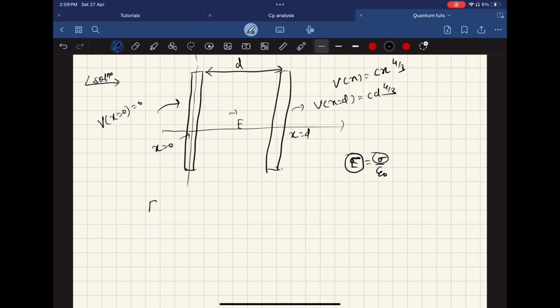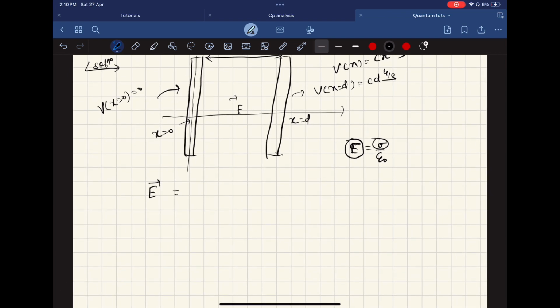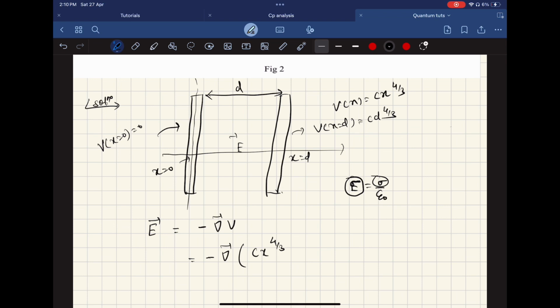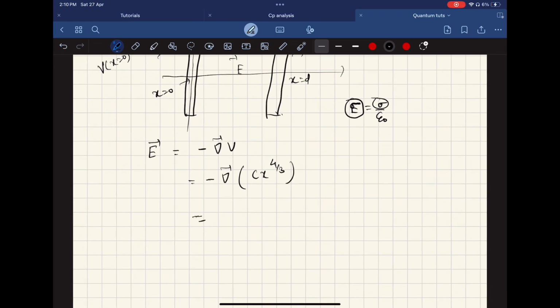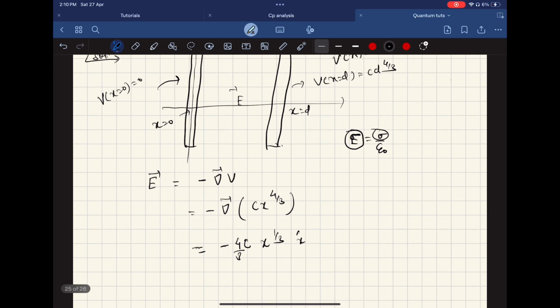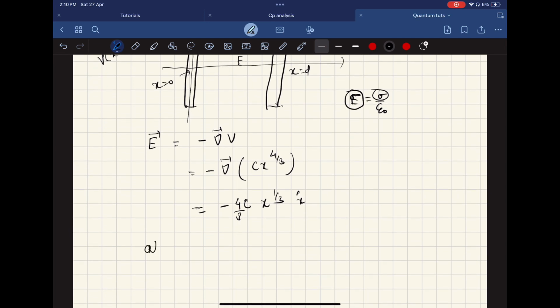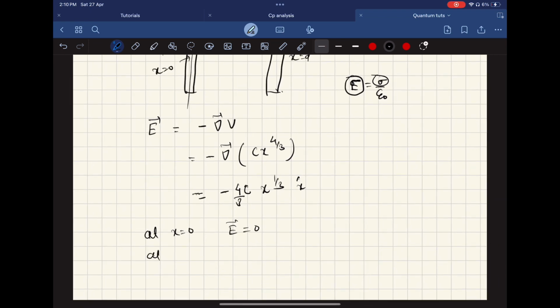And we have seen in the last part that the electric field is equal to minus gradient of V. So it is equal to minus gradient of Cx to the power 4 by 3, which is equal to minus 4 by 3 C into x to the power 1 by 3 x cap. So what is the electric field at x equals 0? At x equals 0, the electric field is equal to 0. At x equals d, the electric field is equal to minus 4C by 3 d to the power 1 by 3.